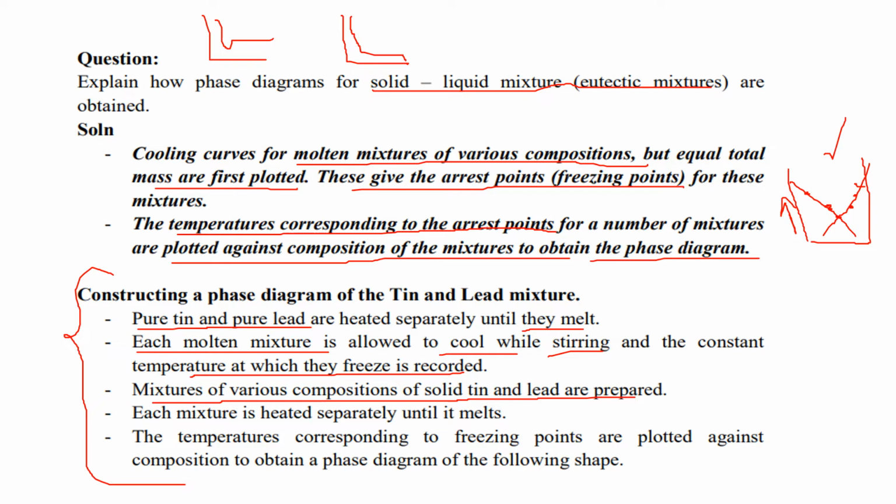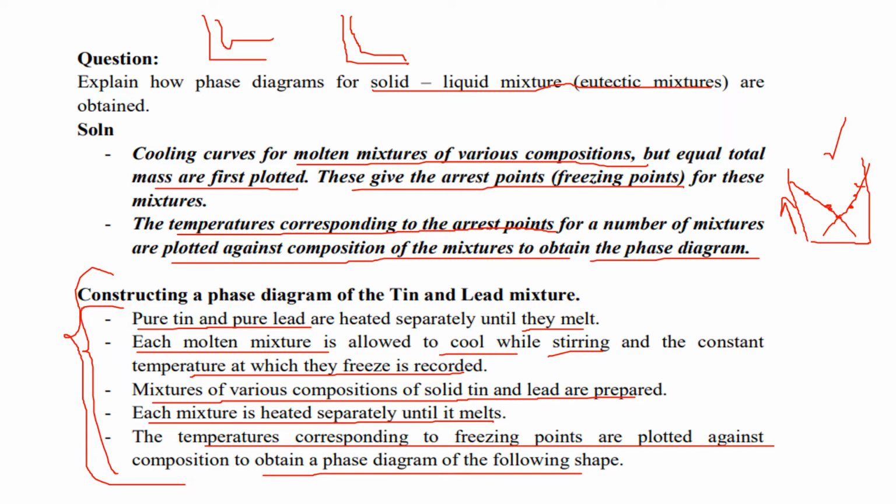and then each mixture is heated separately until it melts. Now the temperatures corresponding to freezing points are plotted. Temperatures corresponding to freezing points are plotted against composition to obtain a phase diagram. And our phase diagram is going to be in the following shape. So you must know this outline in your head.